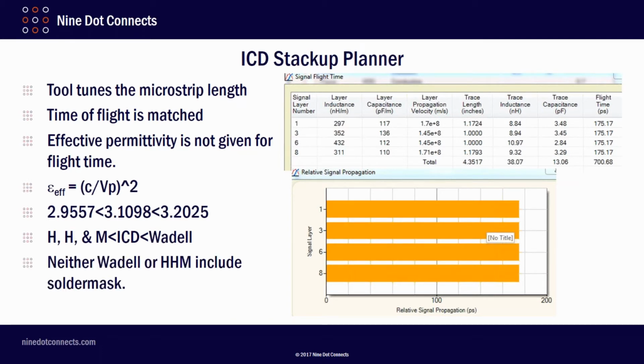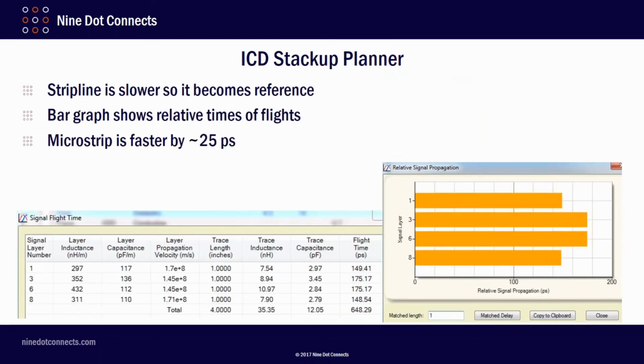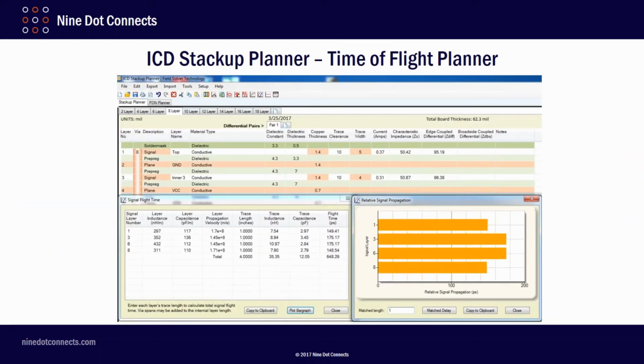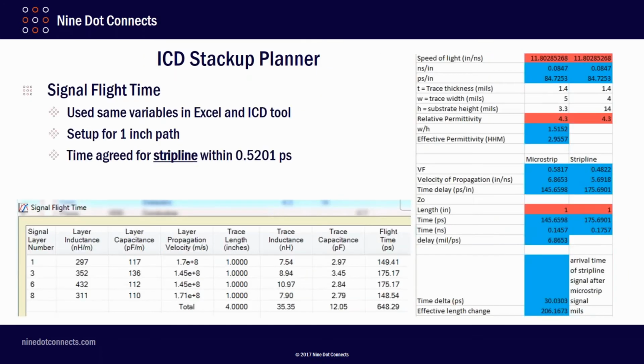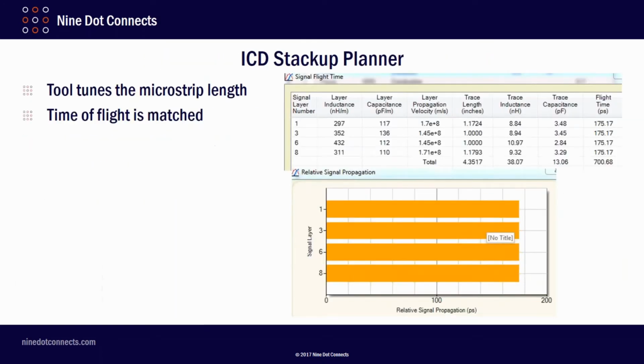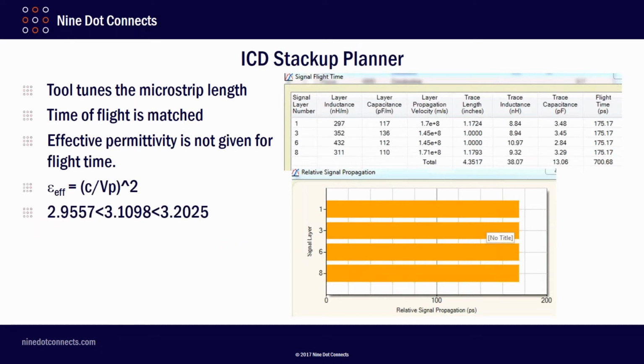Now, interesting enough, neither Waddell nor Hall and McCall include the solder mask. Now, if you remember back, if I go back here a couple slides, you'll notice this does show the solder mask, and it assigns it a dielectric constant of 3.3, which is very typical. So the ICD planner, Stackup planner, does include that.